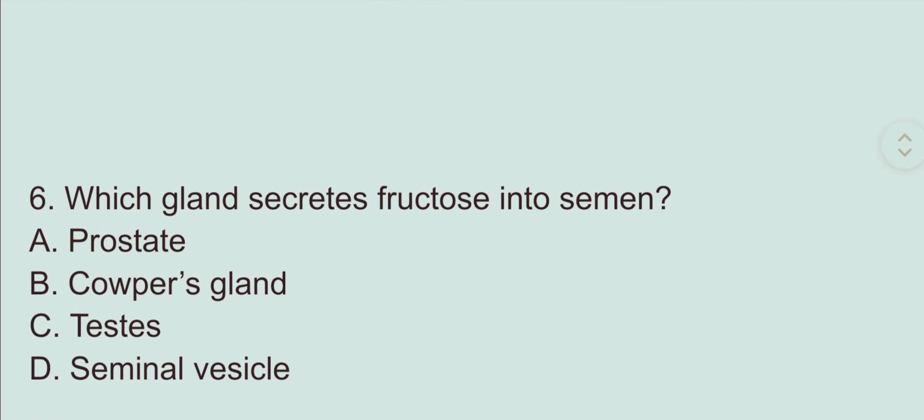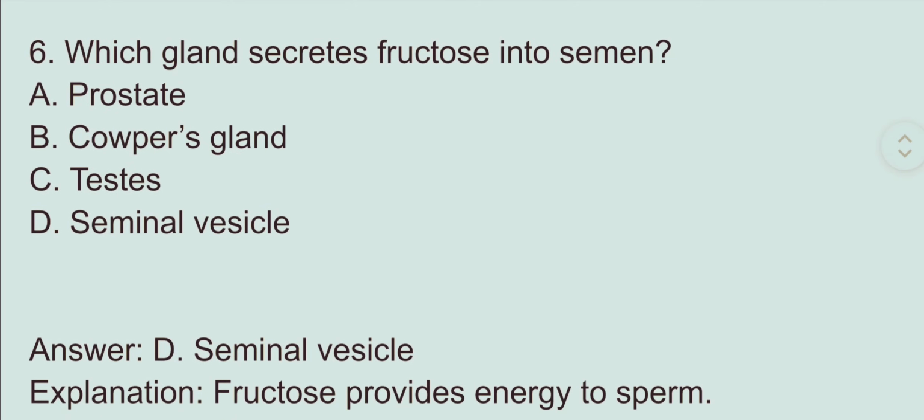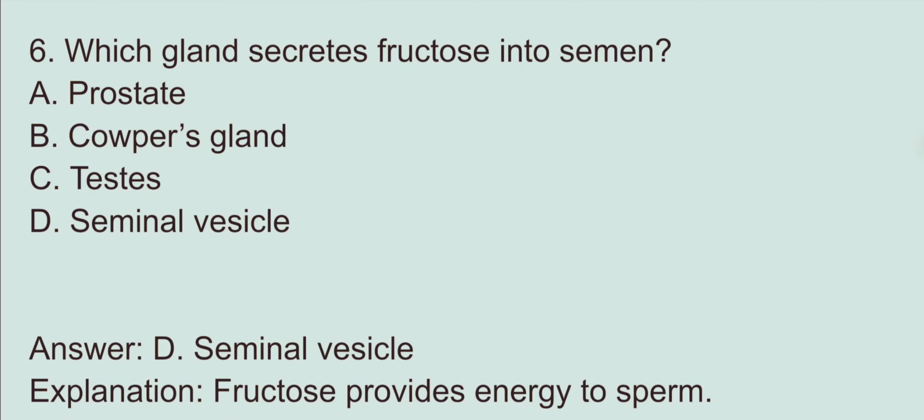Question number 6. Which gland secretes fructose into semen? The correct option is option D. Seminal vesicle. Fructose provides energy to sperm.